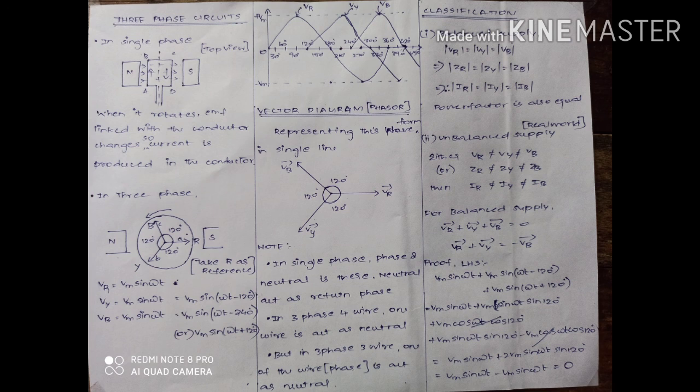For balanced supply, the sum of the voltages induced in the three conductors is equal to 0. That is, VR vector plus VY vector plus VB vector is equal to 0. Then VR vector plus VY vector is equal to minus VB. This implies that conductor B acts as a return path for phases R and Y. Proof.